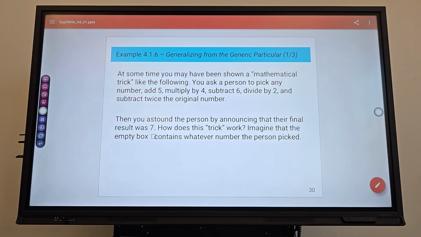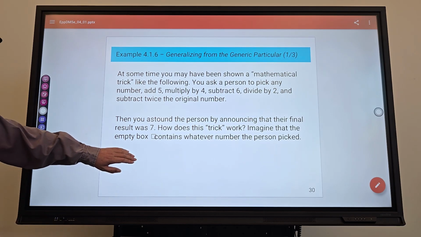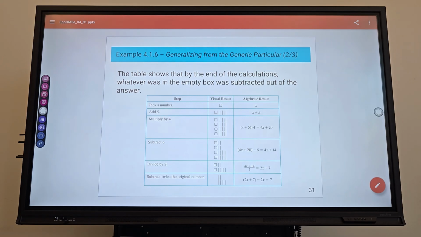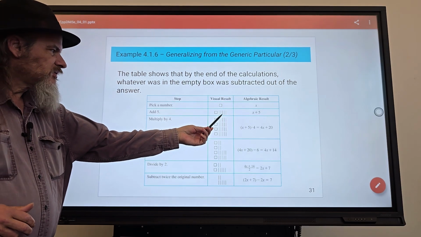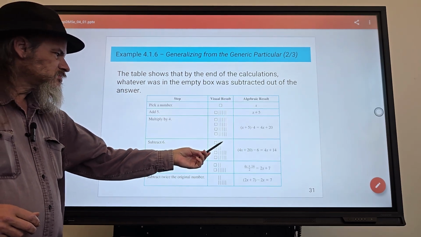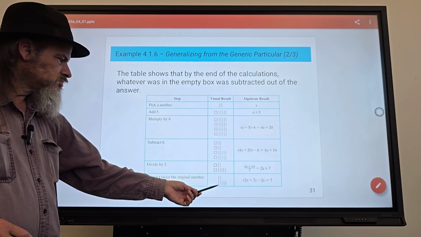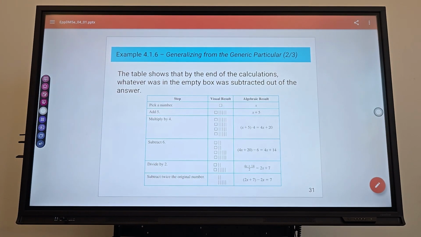Imagine the empty box here contains whatever number the person picked. You can show by the end of the calculations that the result would be 7. Pick a number, add 5, multiply by 4, subtract 6, divide by 2, and then subtract twice the original number. So you have 7.